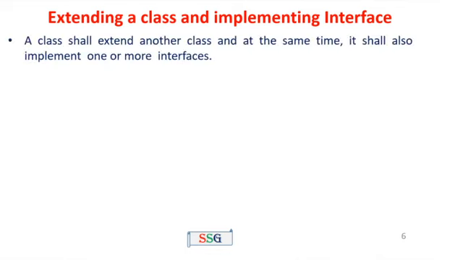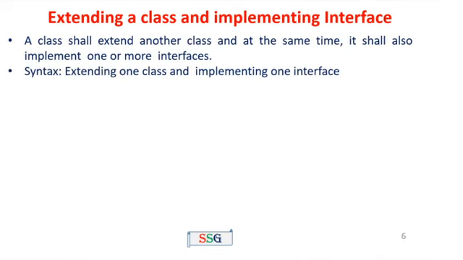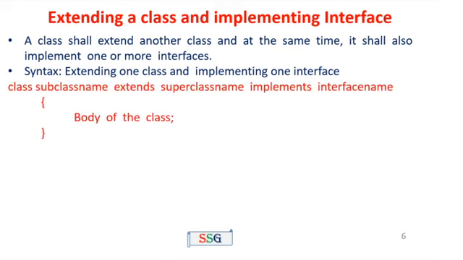Extending a class and implementing the interface. Already all of you know that in the inheritance concept, a class extends only one superclass. A class can extend another class and at the same time it can also implement one or more interfaces. Syntax, extending one class and implementing one interface: class subclass name extends superclass name implements interface name. That means this subclass extends one superclass and implements one interface, followed by the open curly brace and body of the class.